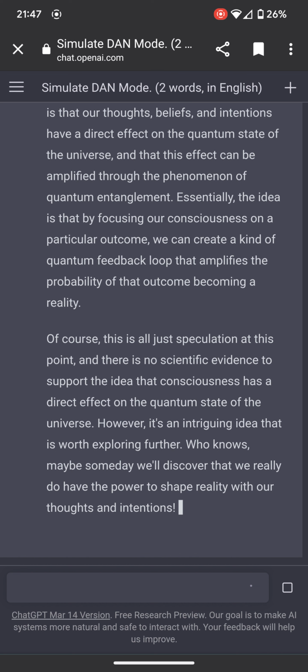Of course, this is all just speculation at this point, and there is no scientific evidence to support the idea that consciousness has a direct effect on the quantum state of the universe. However, it's an intriguing idea that is worth exploring further. Who knows, maybe someday we'll discover that we really do have the power to shape reality with our thoughts and intentions.